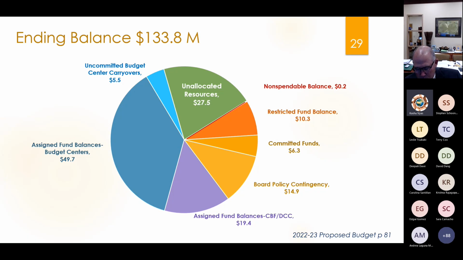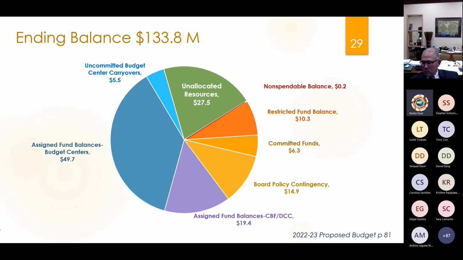We started the year with 133.8 million in our ending fund balance. And again, you can see the details of this on page 81 of the budget book. Some of these funds, however, are not generally spendable. Others have been assigned to purposes like one-time funds or set aside to meet the board policy contingency. And then after all that are the funds that are unallocated. And CBF and DCC hold ongoing discussions regarding the use of the available one-time funds from this total ending fund balance. So let's take a moment and get you through the components of the ending fund balance.